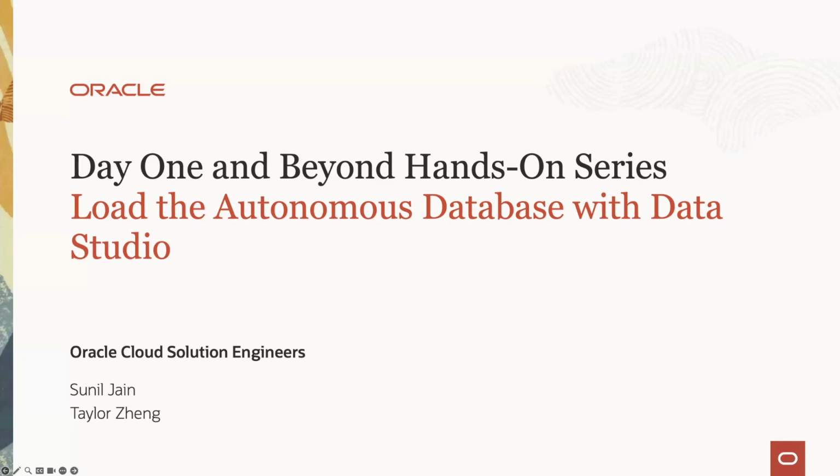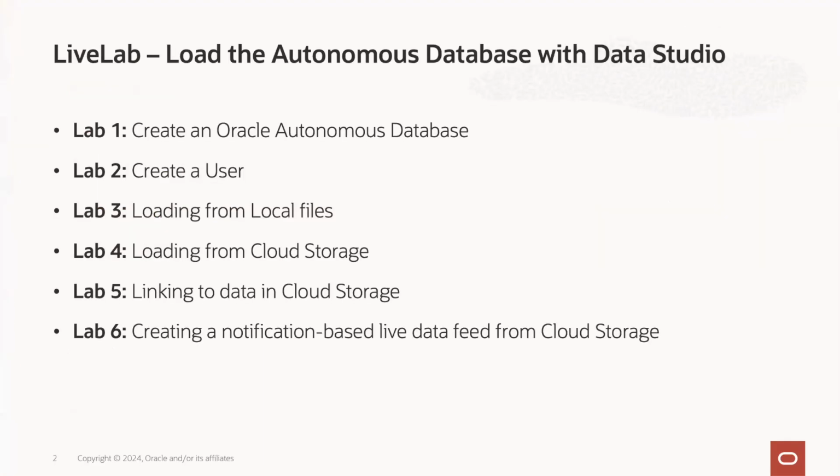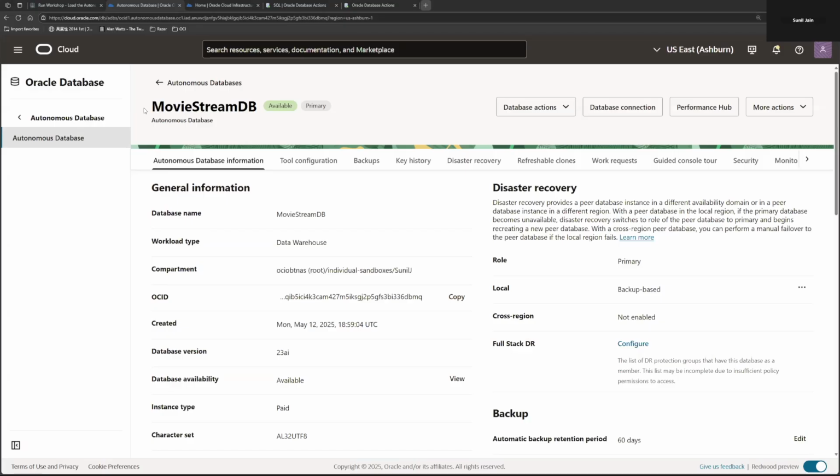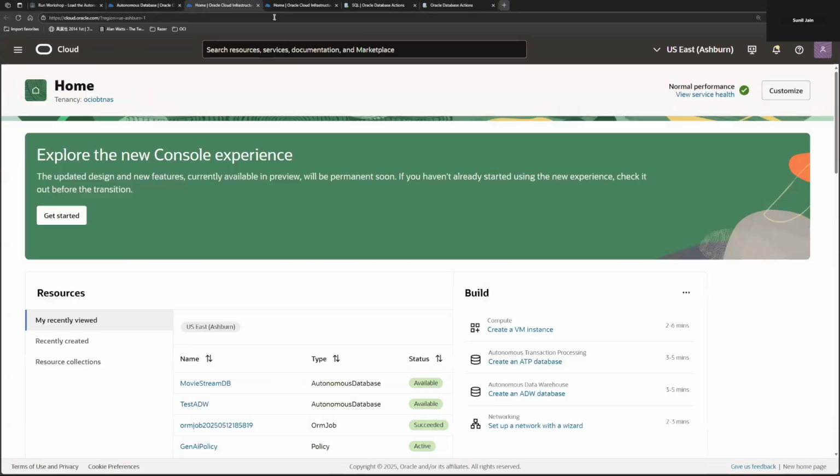Today, we'll be demoing how to load the Autonomous Database with Data Studio. In today's live lab, we'll learn how to create an Autonomous Database, create a user, load from local files, load from cloud storage, link to data in cloud storage, and create a notification-based live data feed from cloud storage. Now let's get started. So first thing we'll need to do is provision an autonomous database.